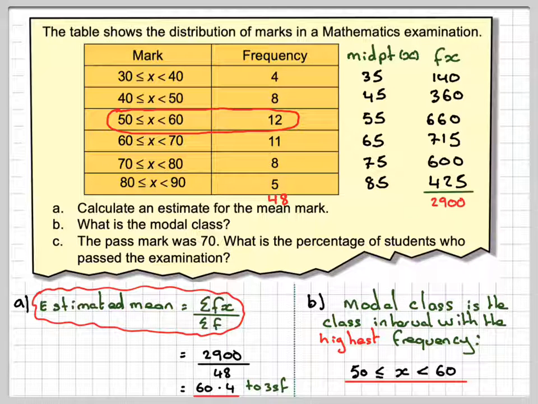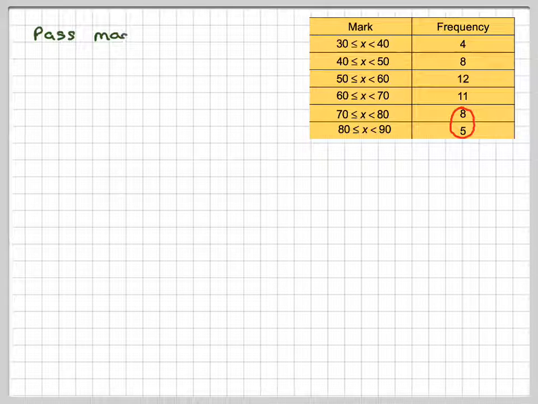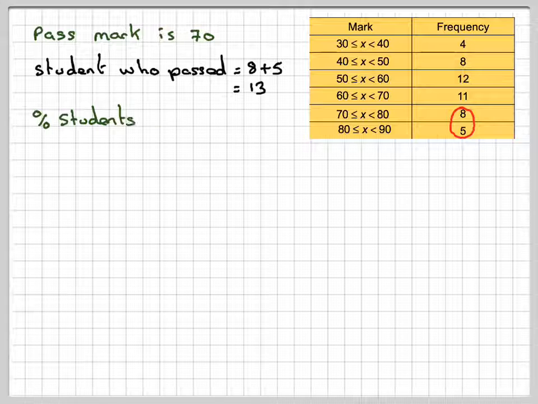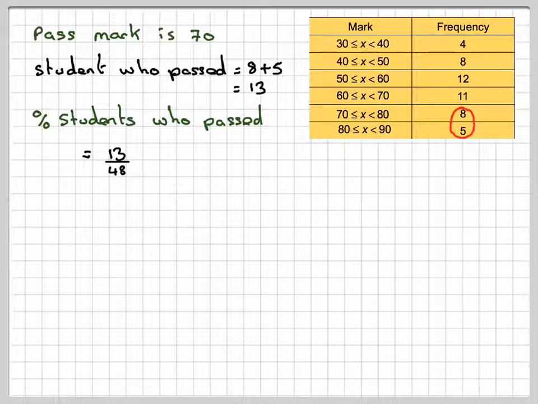The pass mark was 70. What percentage of students is that? So it means these people here passed the exam, so the pass mark was 70, so it's quite high. So the students who passed will be the 8 plus 5, which will be 13 students, and there were 48 altogether. So as a percentage, that will be 13 over 48 times 100.